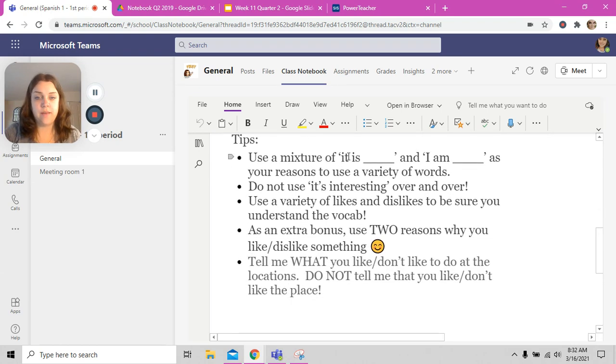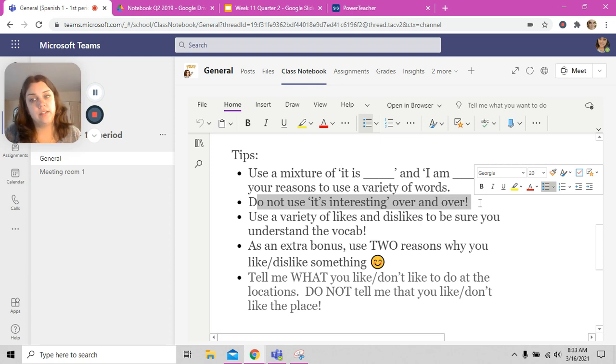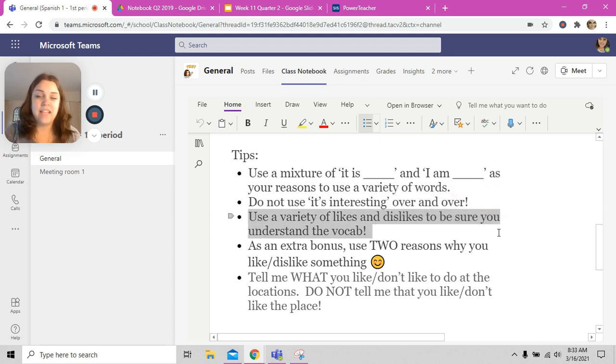Now here are some tips for you. Use a mixture of it is blank and I am blank as your reasons to make sure you're using a variety of words. Please do not say, it's interesting, it's interesting, over and over again. That gets really boring for me to grade. Please don't do that to me. That's so rude. Use a variety of likes and dislikes to be sure that you understand the vocabulary. So you're really relying heavily on that other page of activities. If you didn't write down the English, go to the content library. I'm going to double check and make sure that everything is there for you.